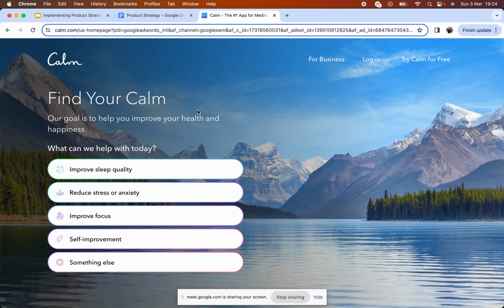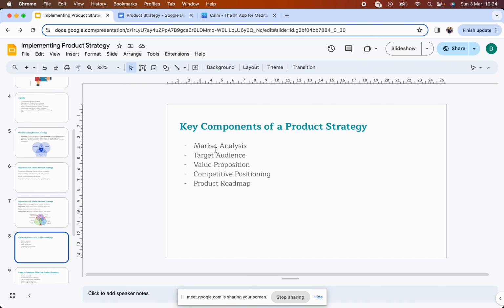Product thinking involves you thinking about users. What are the pain points that users are having? This is known as product thinking. Market analysis, your target audience. You need to be thinking about your users, the people that are coming to use your product. So you're thinking from that perspective.